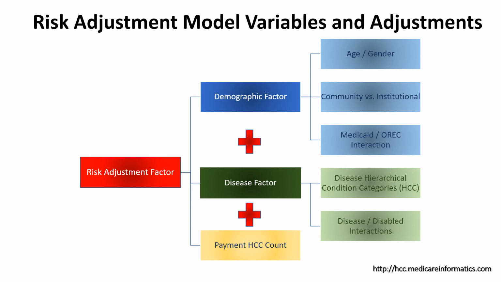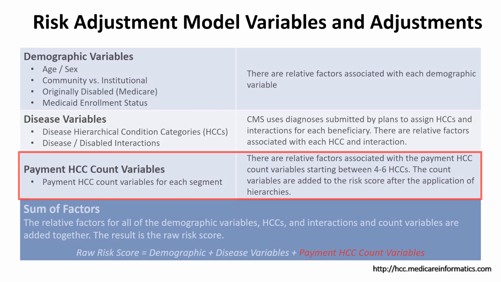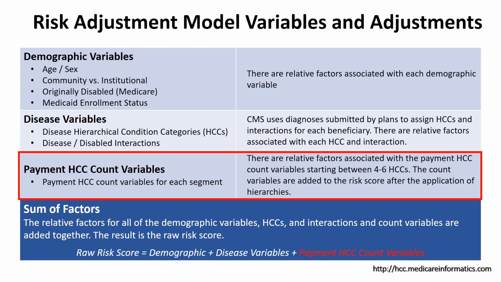Disease hierarchies address situations when multiple levels of severity for a disease, with varying levels of associated costs, have been reported for a beneficiary. The hierarchies prioritize the inclusion in a risk score of multiple HCCs where diagnoses are clinically related and ranked by costs. For risk score calculation, the disease and disabled interaction relative factors are added to the demographic and disease relative factors. Also, there are relative factors associated with the payment HCC count variables starting between 4 to 6 HCCs. The count variables are added to the risk score after the application of hierarchies.